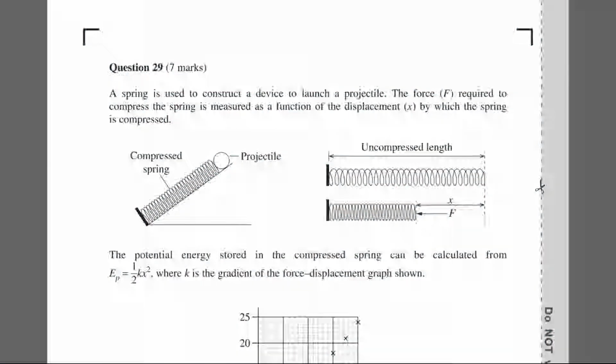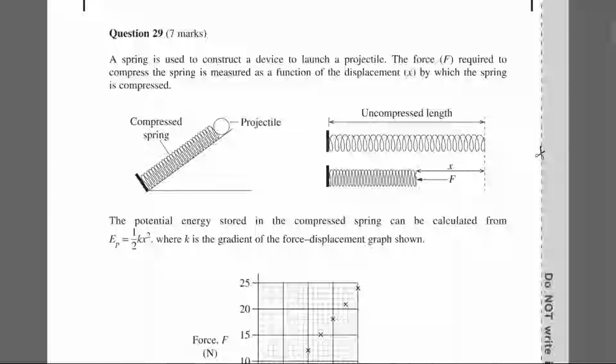Tonight I'll be doing questions 29 and 30 of the 2017 HSC Physics paper. Okay, question 29 asks, a spring is used to construct a device to launch a projectile. The force F required to compress the spring is measured as a function of the displacement x by which the spring is compressed. So here we have a compressed spring, and that launches a projectile.